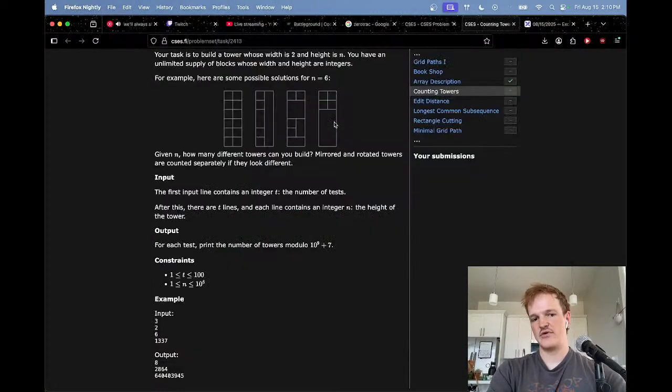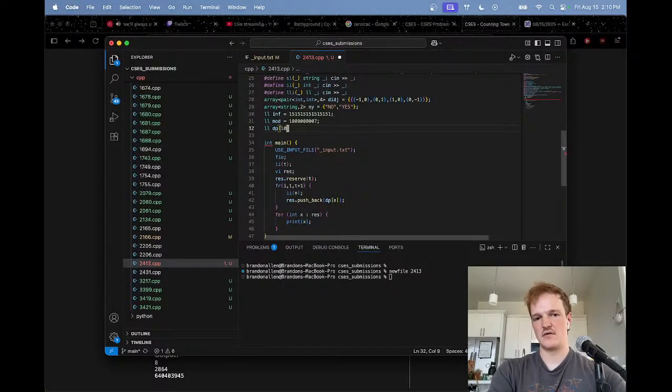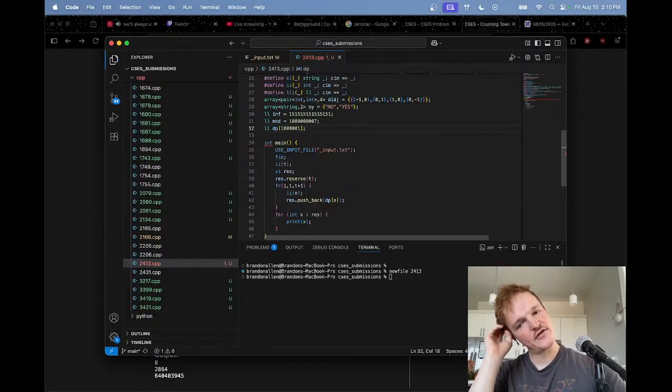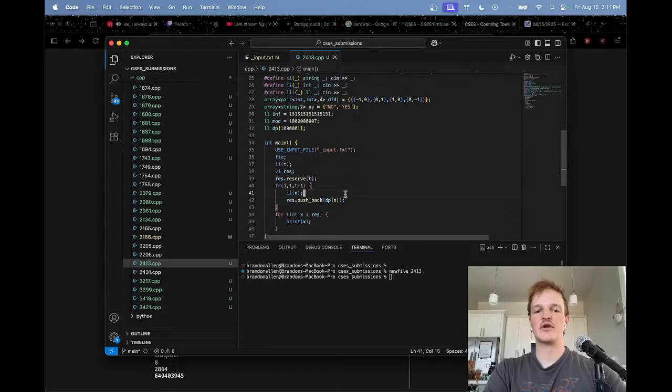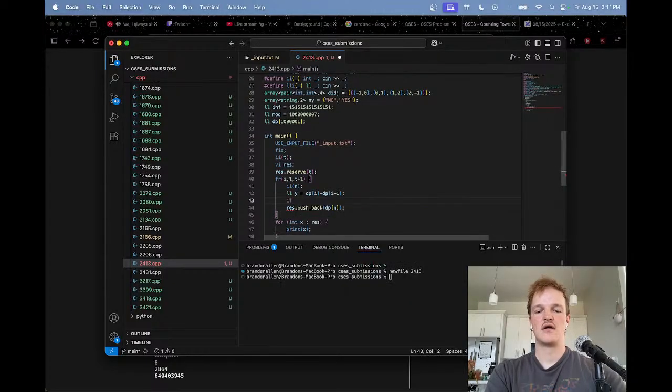dp is going to have 10 to the 6th elements. I think what I actually really want is to say y is equal to dp at I minus dp at I minus 1. If y is less than 0, y plus equals mod.